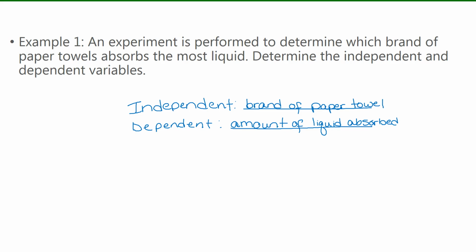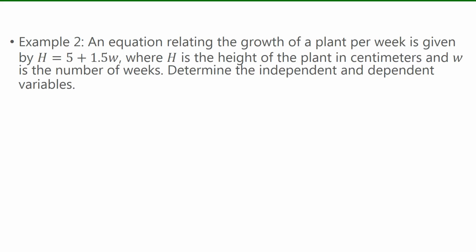Okay, next example. Here we have an equation that relates the growth of a plant per week, and it's given by the equation h is equal to 5 plus 1.5w, where h represents the height of the plant in centimeters, and w is the number of weeks. So once again, we have to determine the independent and dependent variables.